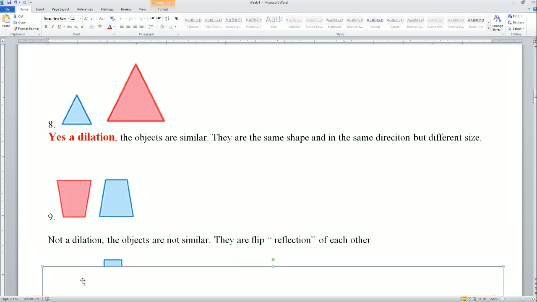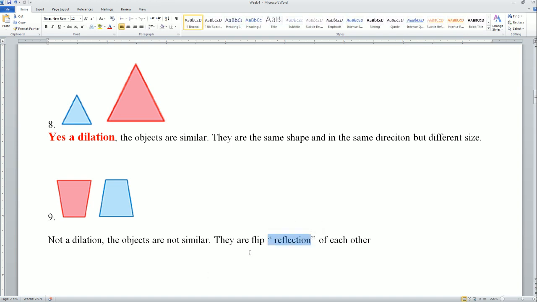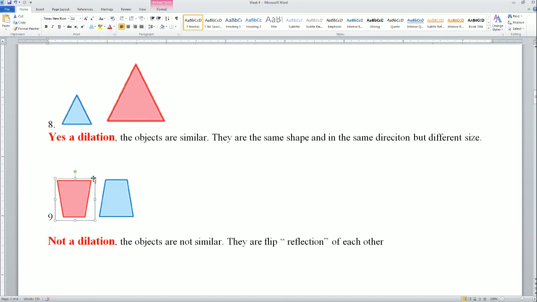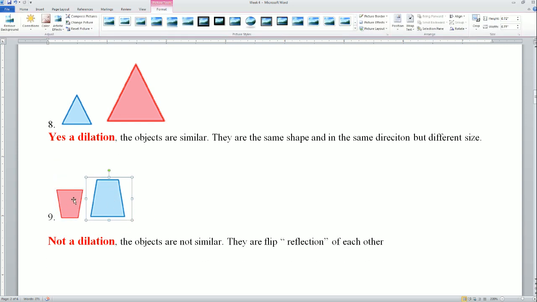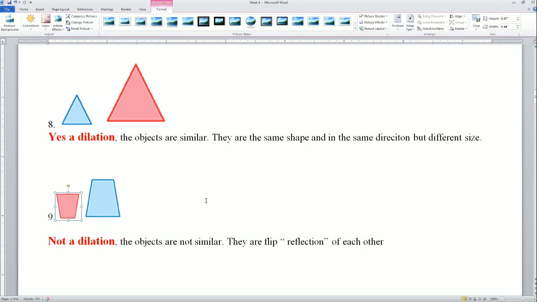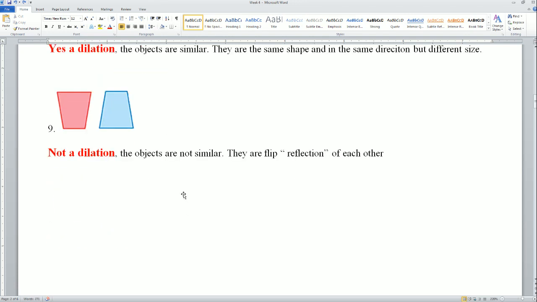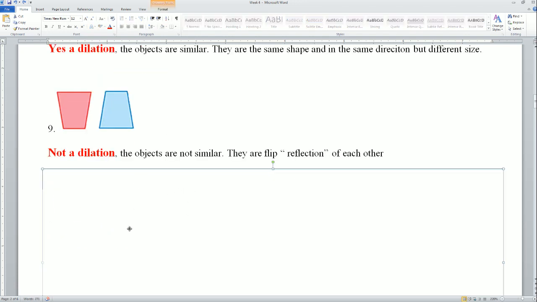Good. Let's do 9. It is not a dilation. The objects are not similar. They are flipped, which is a reflection of each other. So this is not a dilation. Let's see. I'm going to change this. Alright, reduce it, enlarge it. You see, no matter what I do, it's never going to be this object. It's never going to be blue. Enlarge, reduce. You see, there's no way I can get the object. So it's not a dilation.